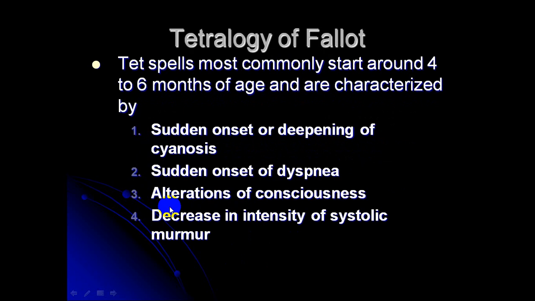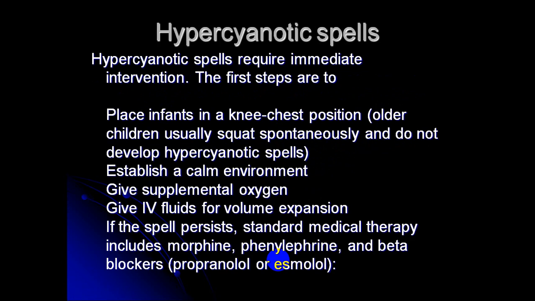And tet spells most commonly start around 4 to 6 months of age and are characterized by sudden onset or a deepening of cyanosis, sudden onset of dyspnea, alteration of consciousness, decrease in intensity of the systolic murmur, even fatal if not treated properly. And the hypercyanotic spell requires immediate intervention because it is serious and sometimes fatal.